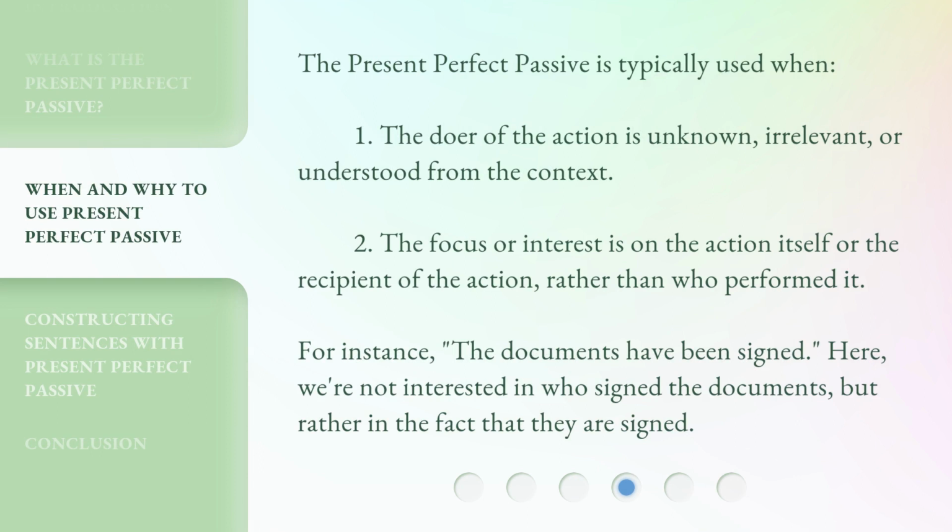The present perfect passive is typically used when: 1. The doer of the action is unknown, irrelevant, or understood from the context. 2. The focus or interest is on the action itself or the recipient of the action, rather than who performed it. For instance, the documents have been signed. Here, we're not interested in who signed the documents, but rather in the fact that they are signed.